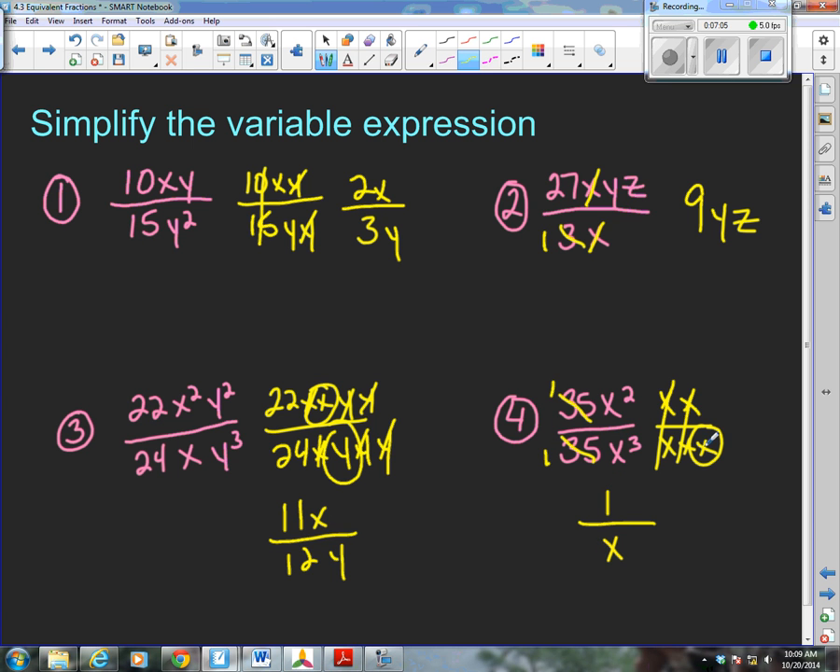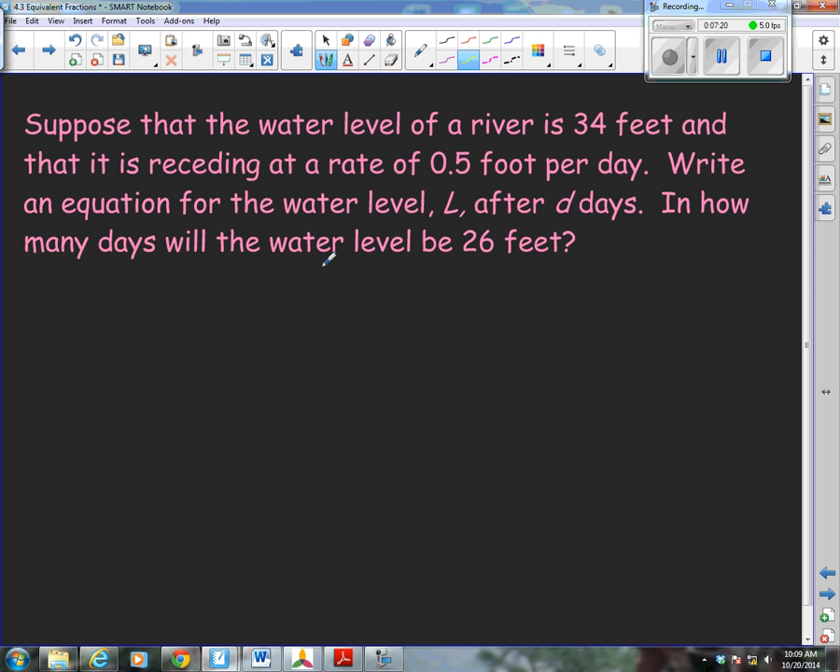Okay, if the x is on bottom here, it's got to stay on bottom of my answer. A common mistake is going, well, I've got nothing up here, I'm just going to write my answer as x. Well, no, x is in the denominator. I can't just all of a sudden stick it in the numerator. That would be wrong. Let's do a word problem and we'll be finished.